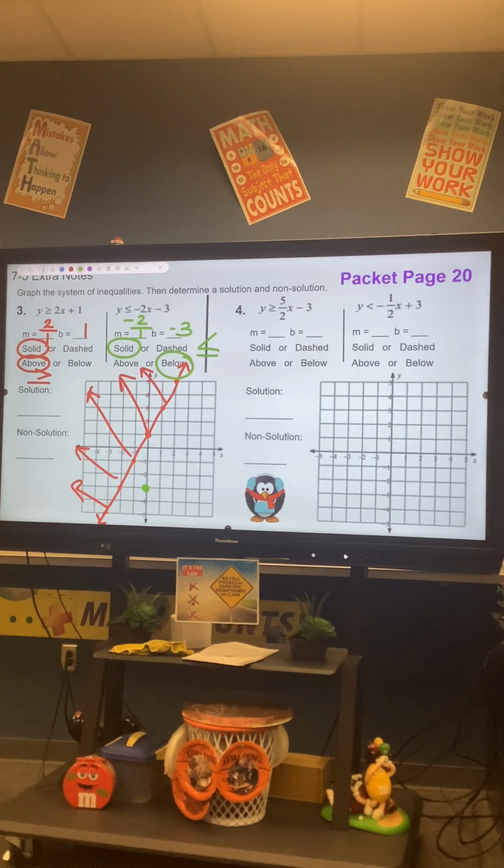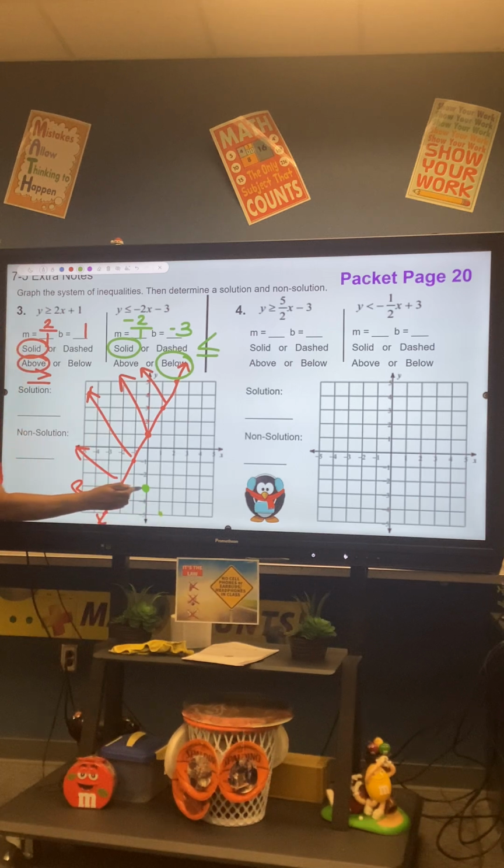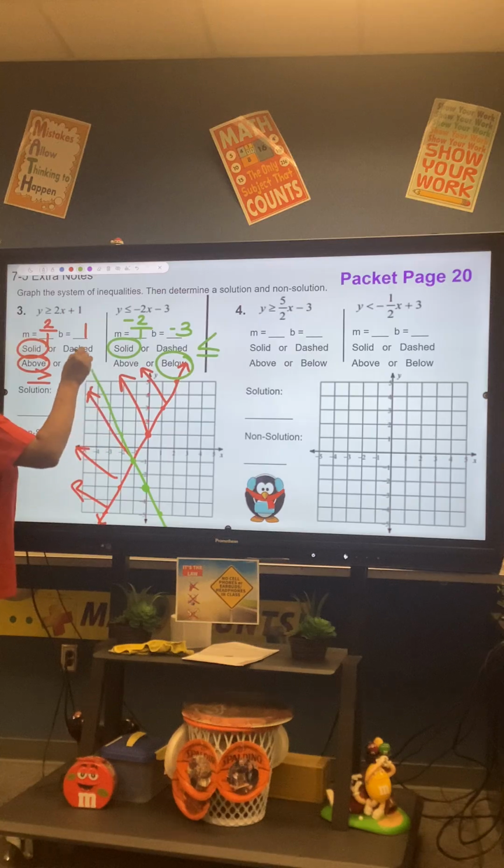Now you want to go, I'm going down 2, 1 to the right. Uh-oh, Ms. Mitchell, I can only do that one time. Down 2, 1 to the right. Well, go the other way. Okay, up 2, 1 to the right. Okay. I need a solid line.